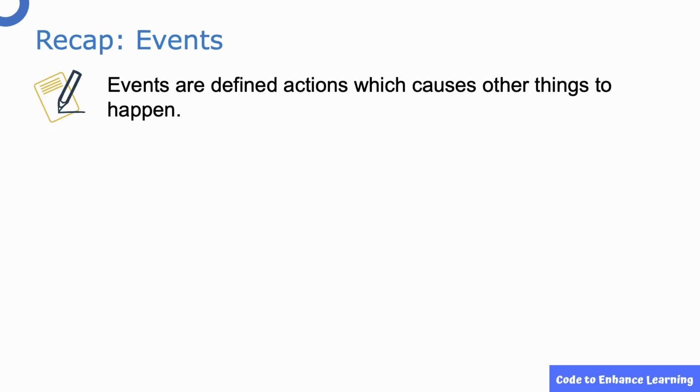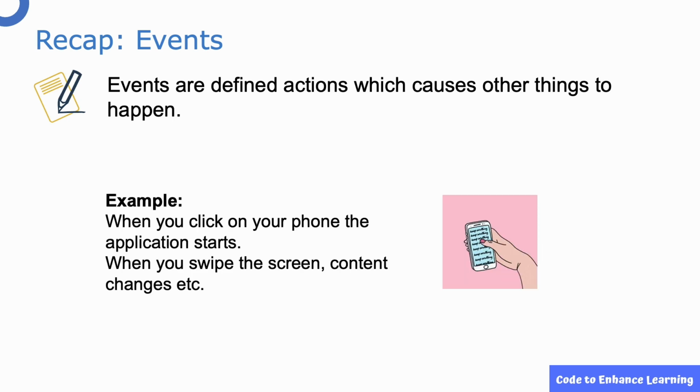Before we proceed further, let's understand events. Events are defined as actions which cause other things to happen. For example, we all use smartphones, right? When you click on your phone, the application starts. When you swipe on the screen, content changes, etc.